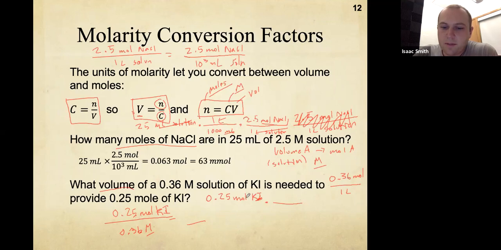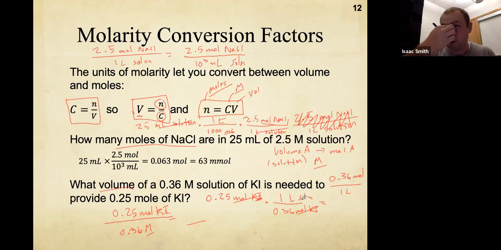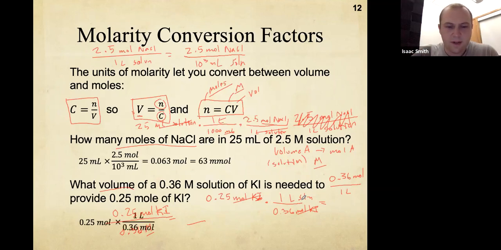We need moles on the bottom to cancel this out. So we say 0.36 moles of potassium iodide in 1 liter of solution. Then the moles cancel out, and we're left with liters of solution, which is what the question's asking for. You can see that this is really the same thing as 0.25 divided by 0.36, which is what we had using the formula. I just think it's easier to see using the units. Either way is fine with me.